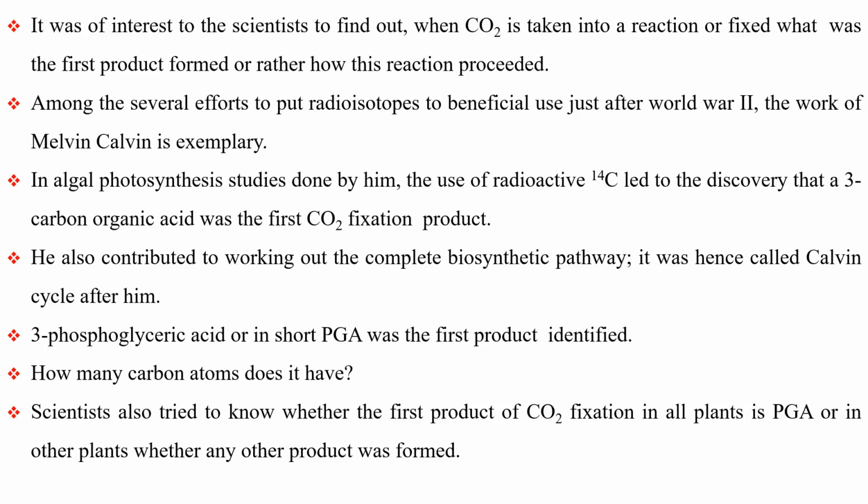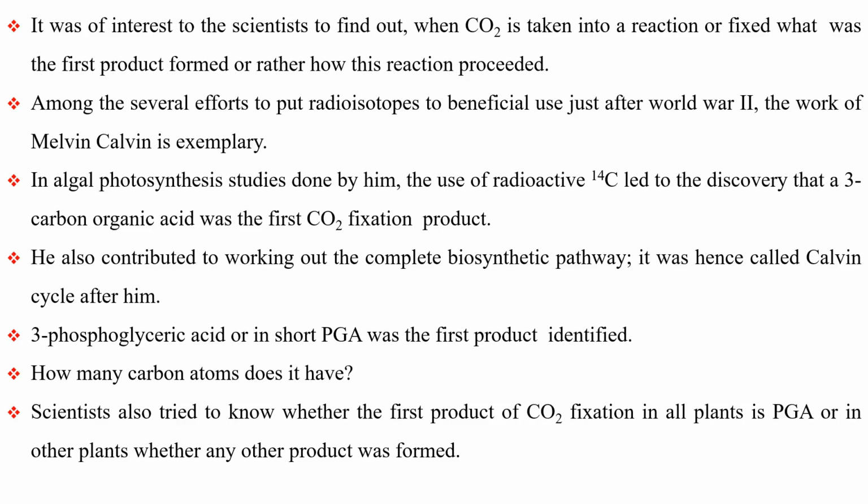He also contributed to working out the complete biosynthetic pathway. It was hence called the Calvin cycle after him. 3-phosphoglyceric acid, or in short PGA, was the first product identified. How many carbon atoms does it have?